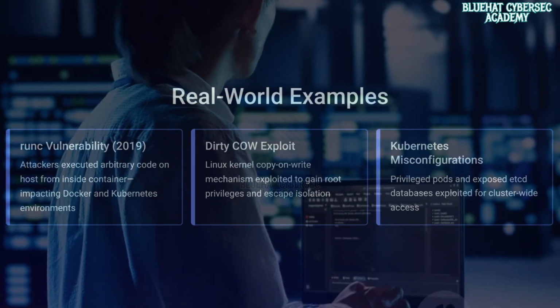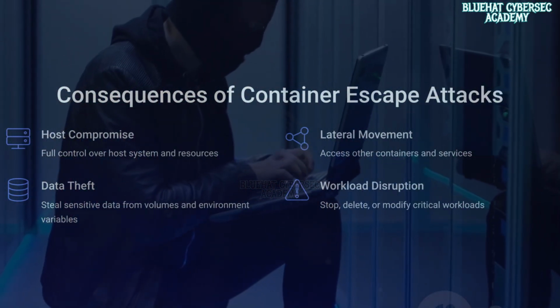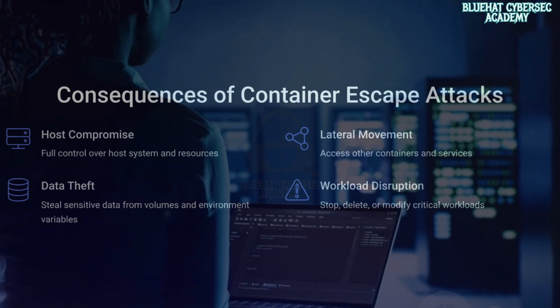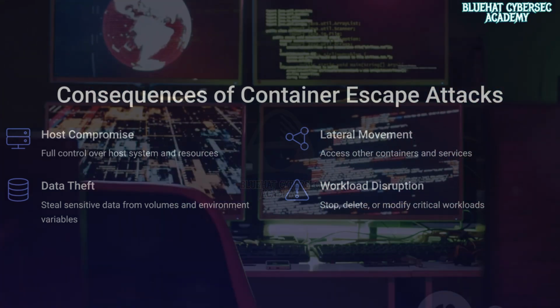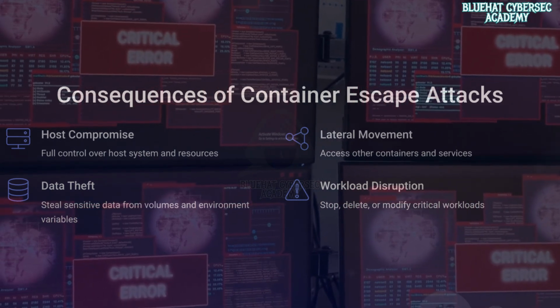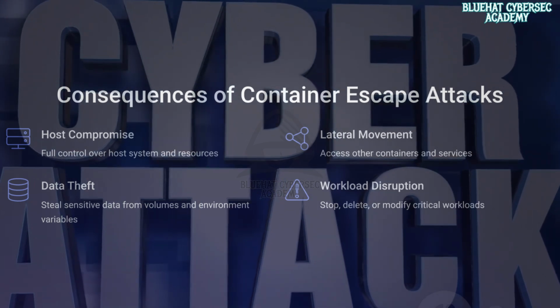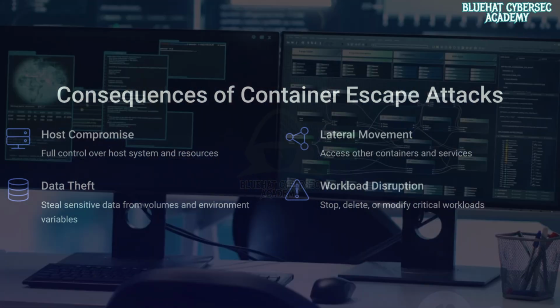If a container escape succeeds, the consequences can be severe. They can compromise the host, move laterally to other containers or services, steal sensitive data from volumes or environment variables, and disrupt workloads by stopping, deleting, or modifying them. Container escapes aren't just theoretical, they're high-impact, real-world threats.